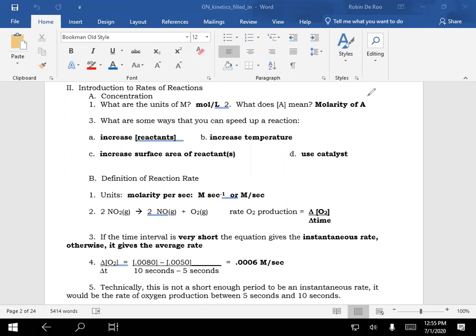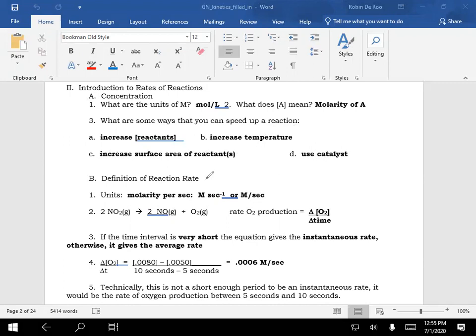So what are some of the ways that you can speed up a reaction? You can increase the concentration of the reactants. You'll have more molecules to hit each other. You can increase the temperature. The molecules will have more kinetic energy and be moving faster. You can increase the surface area of reactants if you have a solid, and you can use a catalyst.